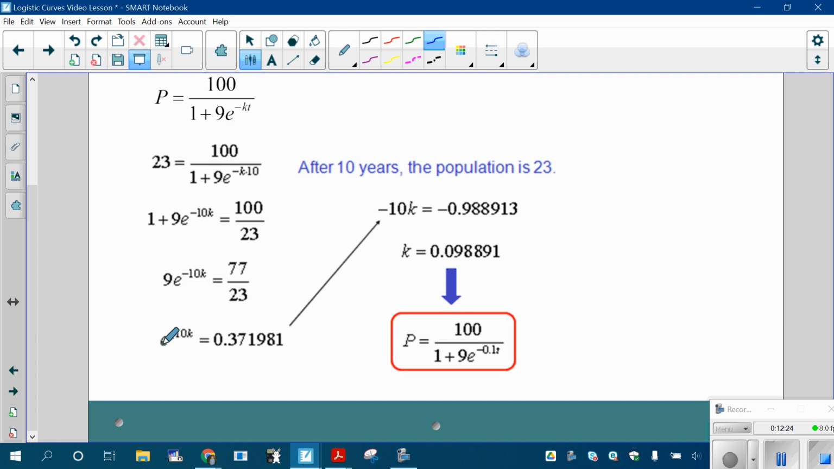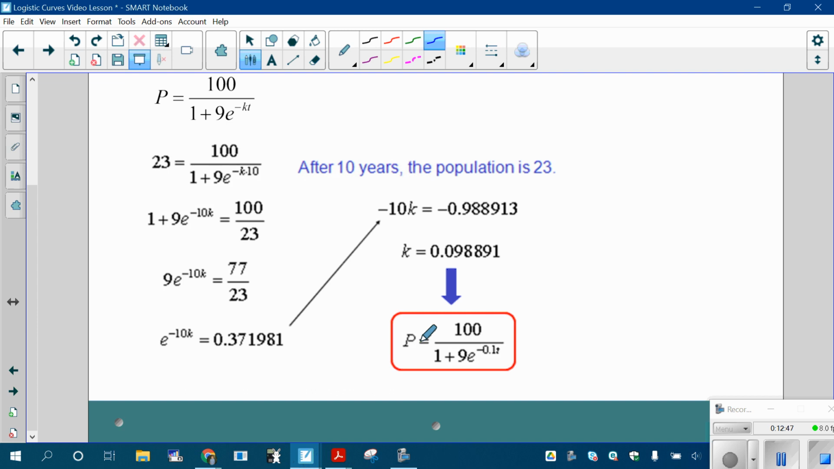I'm going to do the natural log of both sides. I'm going to flip it into logarithmic form. I'm going to divide by -10, and I'm going to get my k. Here is my logistic growth function that's going to match the initial conditions they give me.